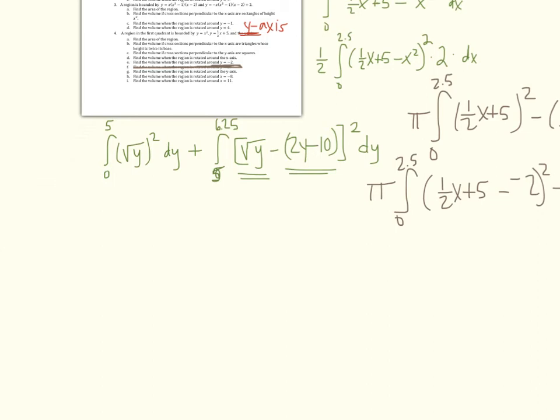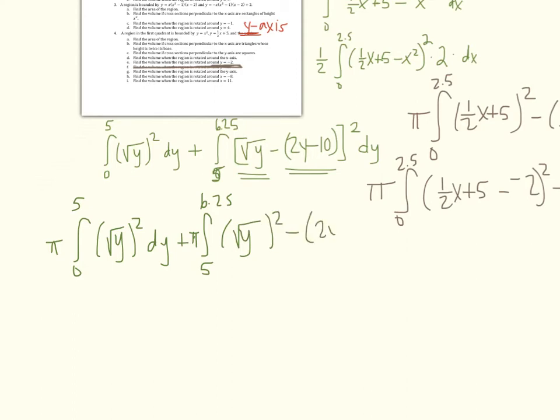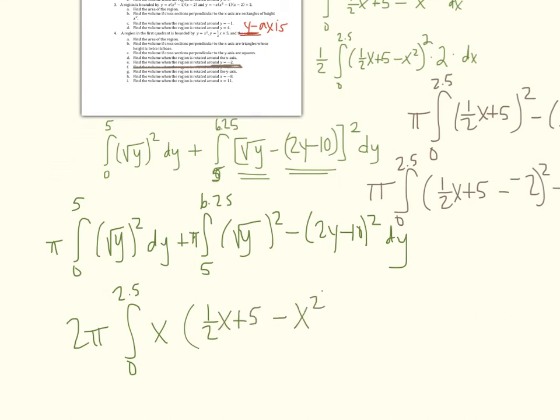So it'll end up being pi times the integral from 0 to 5 of square root of y squared for the first part, plus pi, outer squared minus inner squared. Very much a pain. If you choose to use the shell method, it's going to be 2 pi times the integral from 0 to 2.5. The distance to the rectangle is x, and then the height of the function is 1/2 x plus 5, top minus bottom. So that does make it a little bit easier.